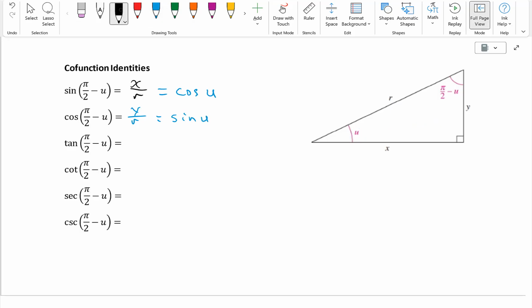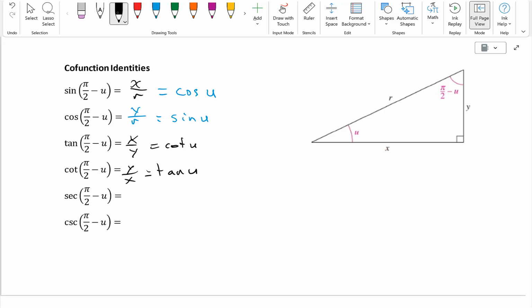And we can do the same thing going down with the other cofunctions. Tangent of pi over 2 minus theta, opposite over adjacent is an x over y here. That'd be the same as cotangent of u, right? Our adjacent over opposite. Cotangent of pi over 2 minus u. Now we've got our adjacent y over opposite x. That's going to be the same as tangent of u, right? From u, y is our opposite and x is our adjacent.